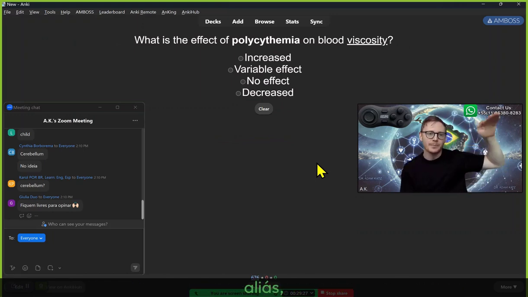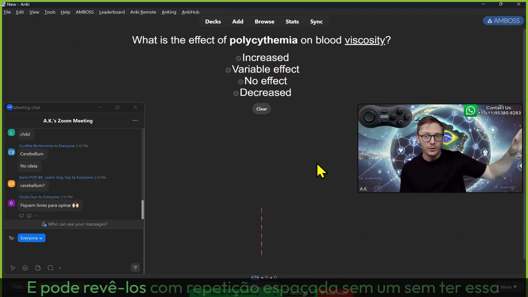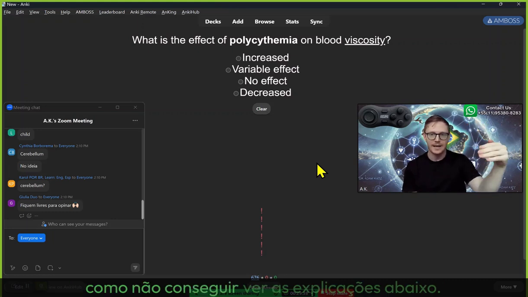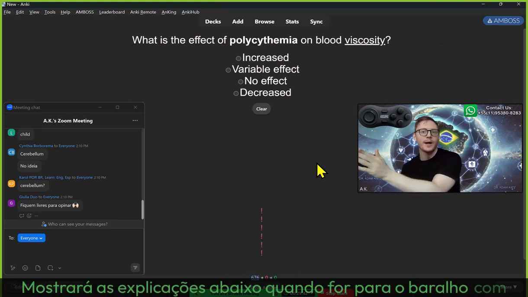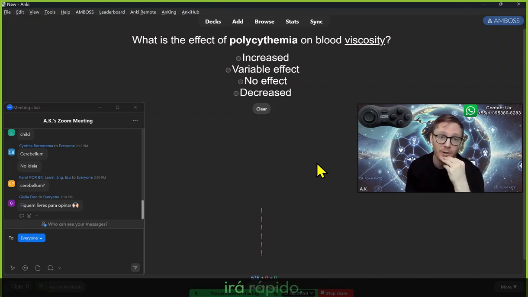By the way, it's sending all the cards that are answered wrong in multiple choice into its own deck, and you can review them with spaced repetition without having to skip the explanations below. It'll show you the explanations when you go to the wrong-answered multiple choice deck later, so you'll get to review them just like you would with Anki really quickly. And it is quick. If you have a remote and you're by yourself, you're going to go quickly.